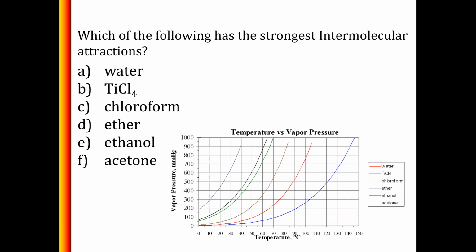So it says which of the following has the strongest intermolecular attractions? Okay, so now we have to remember, if it has strong attractions, what does that tell me about its vapor pressure? Okay, so see if you can come up with the answer for this one.